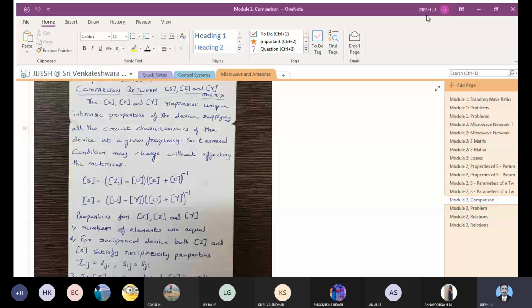These are the representations of matrix S in Z and Y. What we can understand is that it has a unique intrinsic property and circuit characteristics at a given frequency. You can represent matrix S in terms of Z, and also in terms of Y. You can just note down these things. Then we'll move on to how each matrix S, Y, and Z interrelates.